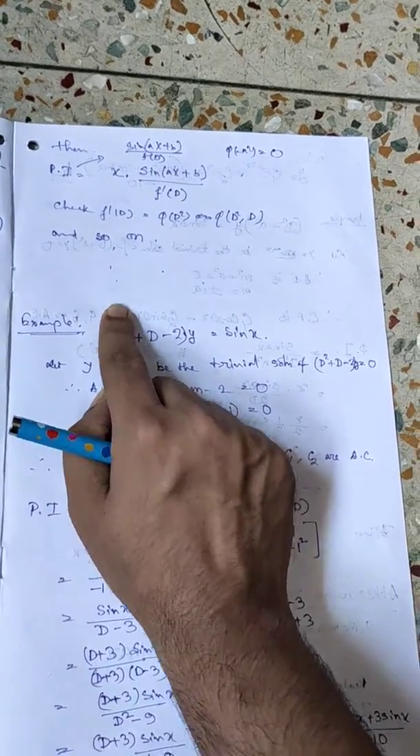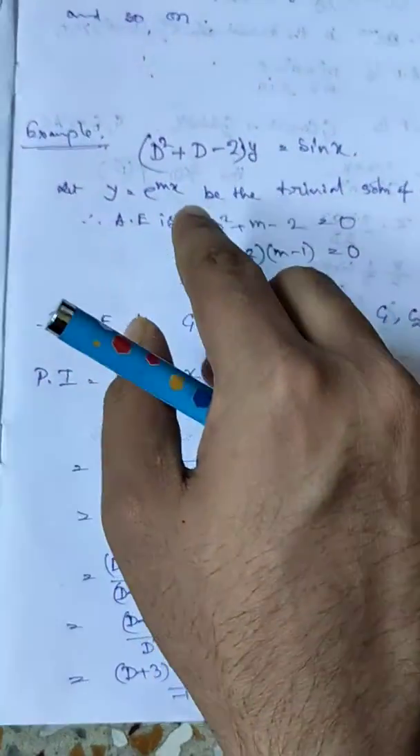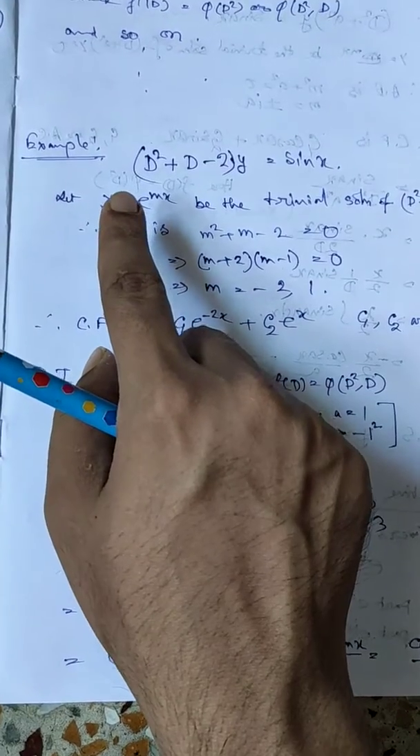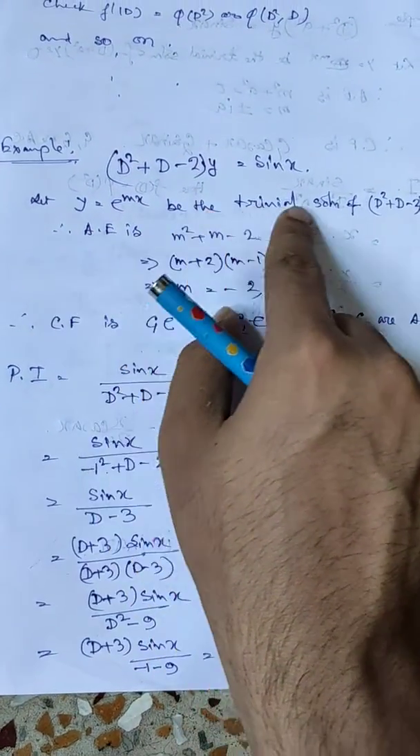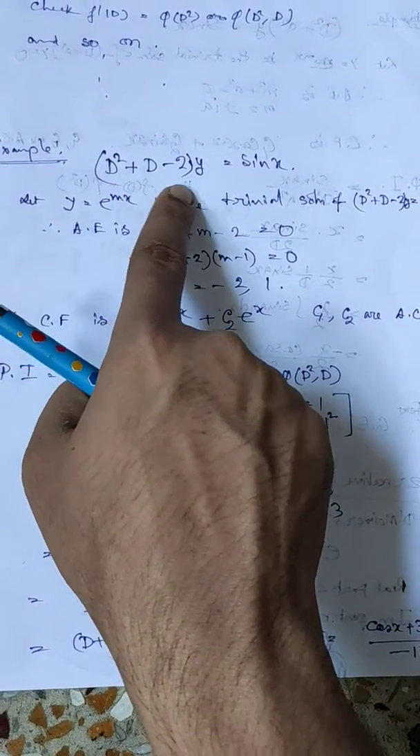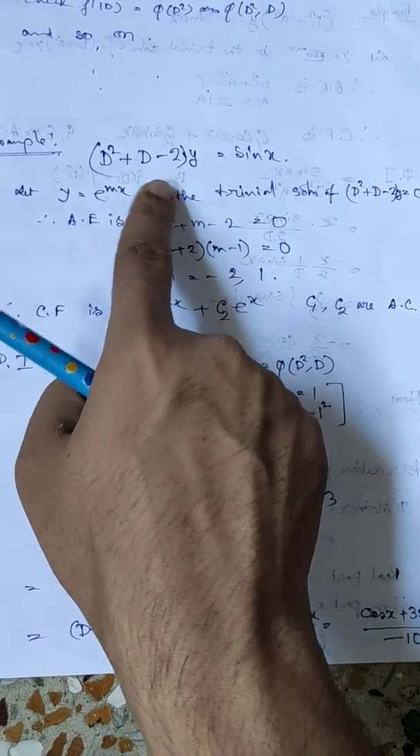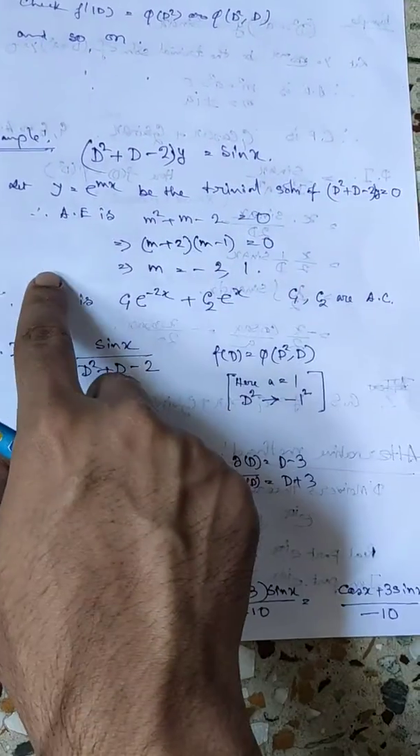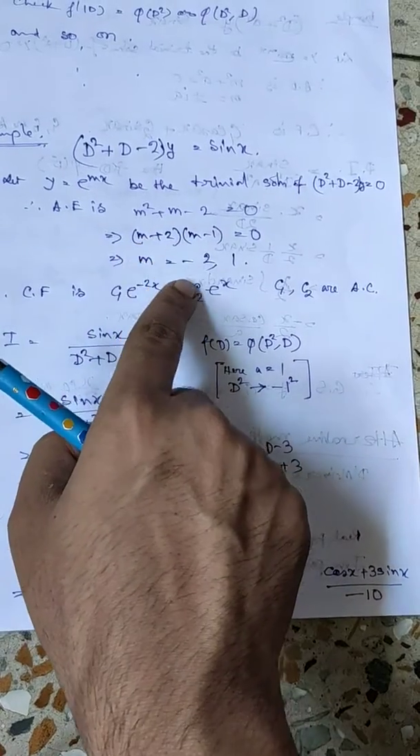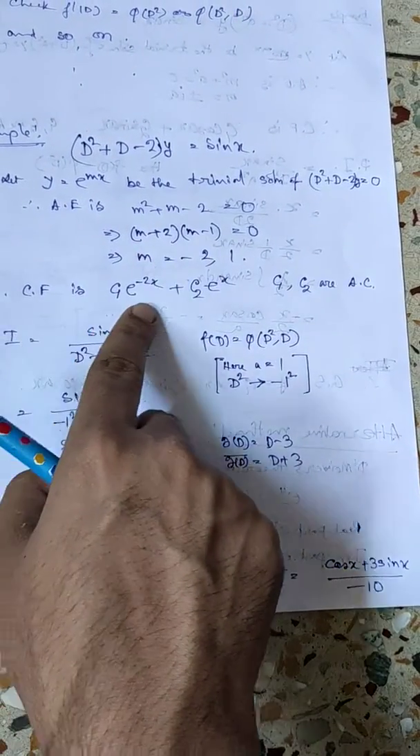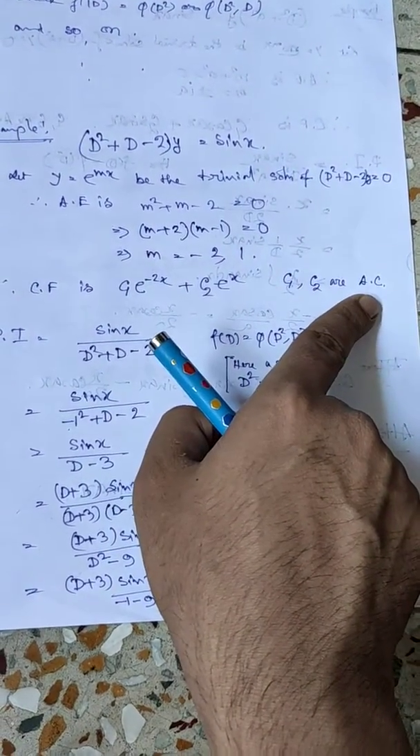You will understand when I explain an example. Suppose this is one of the differential equations. You have to solve this. So your f of D is this. I hope you understand how to find the CF. So two different values, so your CF is this, where c1 and c2 are arbitrary constants.